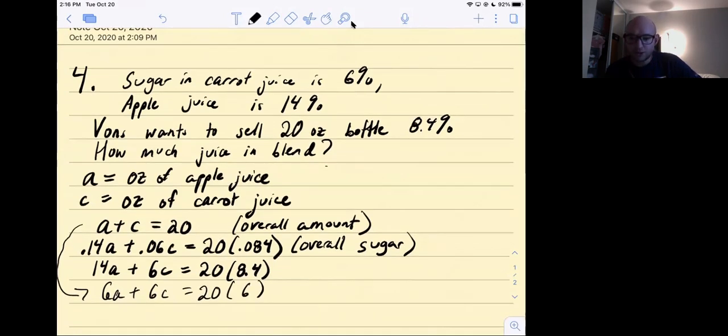Good question. Yeah, 6% is 0.06, 14% is 0.14. When I multiply everything by 100, the decimal moves over two spots. So you got something like that.